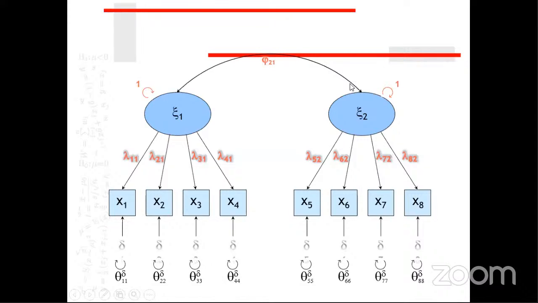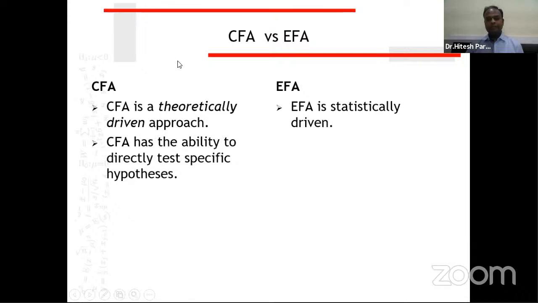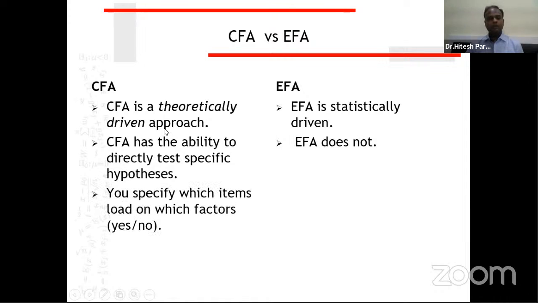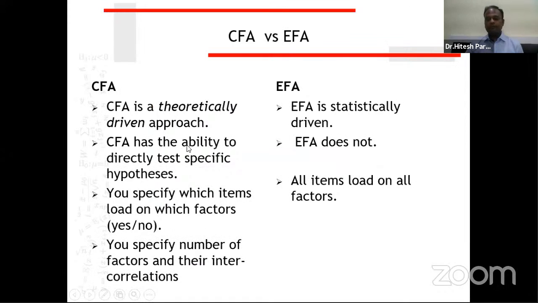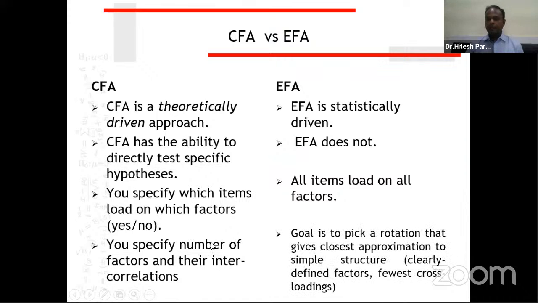And then we need to estimate the correlation. CFA versus EFA, I think it is clear to everybody. CFA is a theoretically driven approach, EFA is a statistically driven approach. CFA has the ability to directly test the specific hypothesis, where EFA does not have that. We specify which items load on which factor before running the analysis in CFA. In EFA, all items load on all factors. You specify the number of factors and their intercorrelations. And here the goal is to pick a rotation that gives the closest approximation to simple structure.